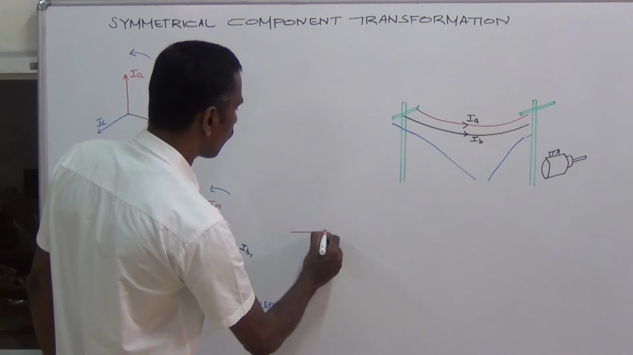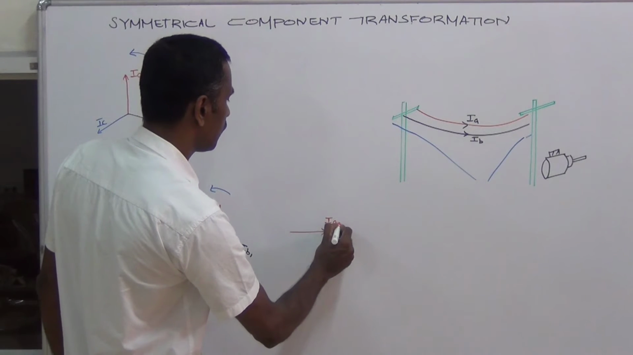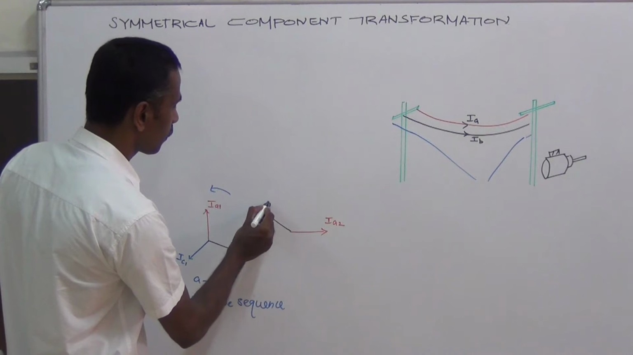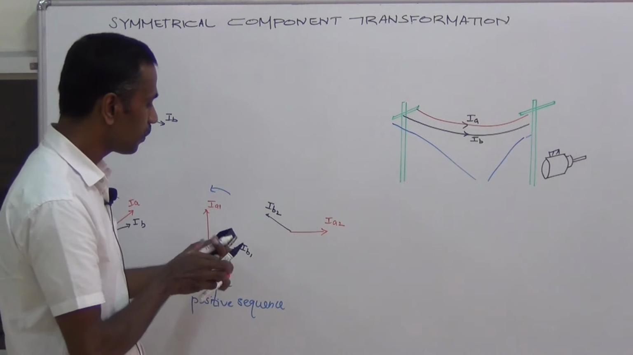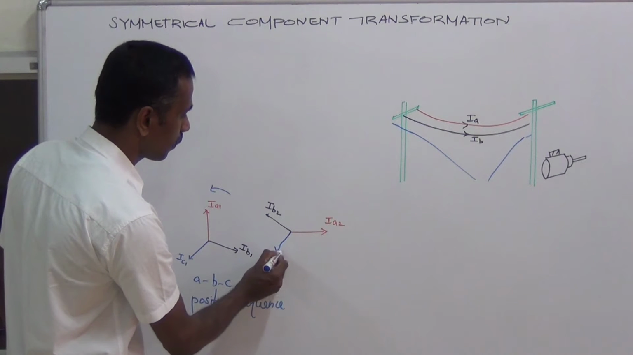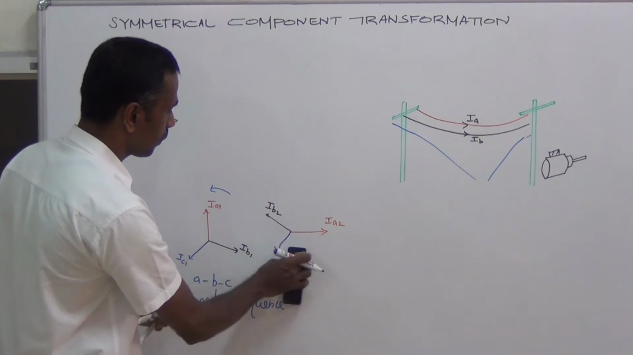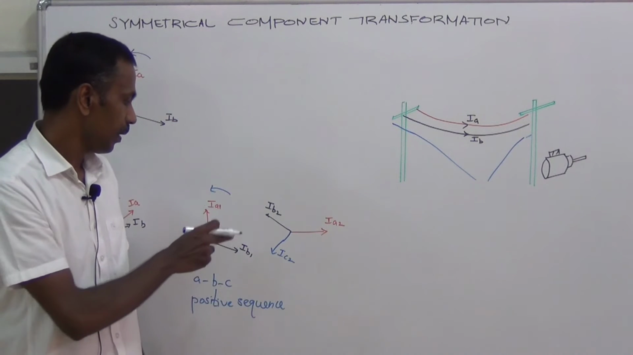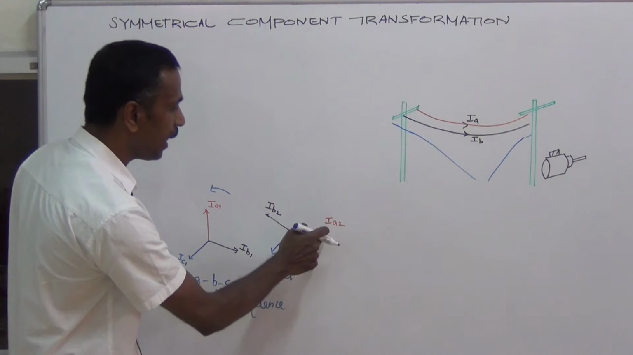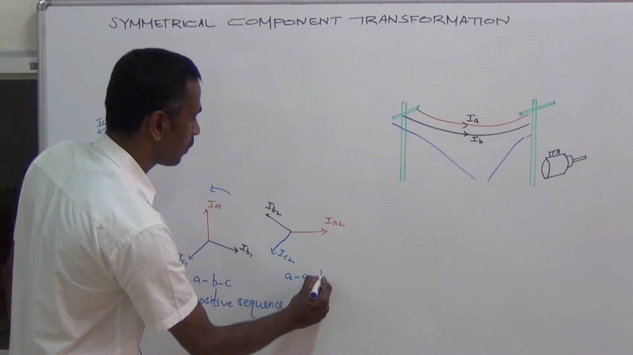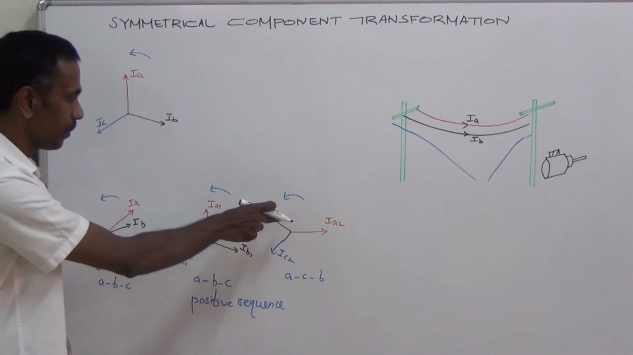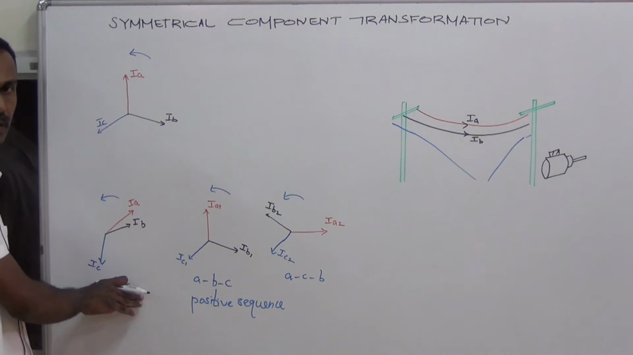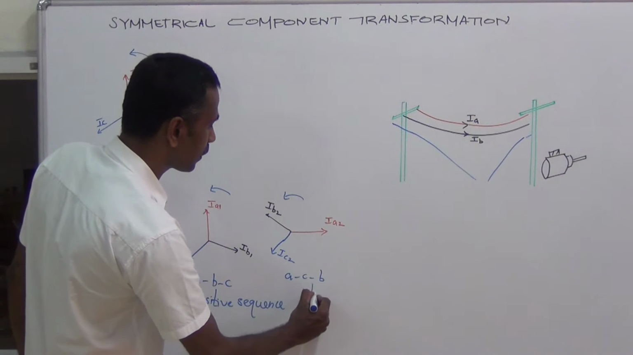Let me draw the second set of balanced vectors. This is IA2, this is IB2, this is IC2. Here the phase sequence is A, C, B. They also rotate in the same direction as the original vectors, but the phase sequence is opposite to the original unbalanced vectors. So we call it negative sequence vectors.